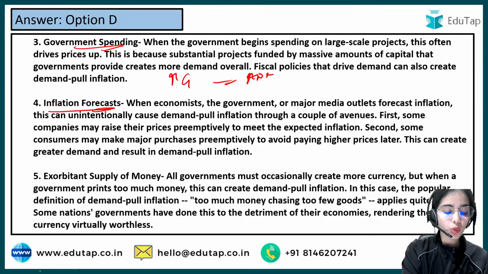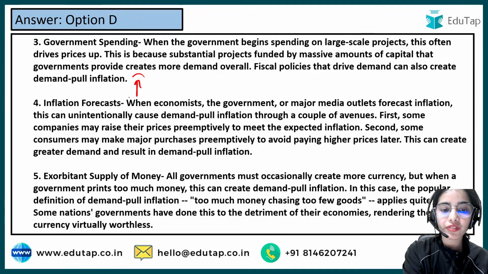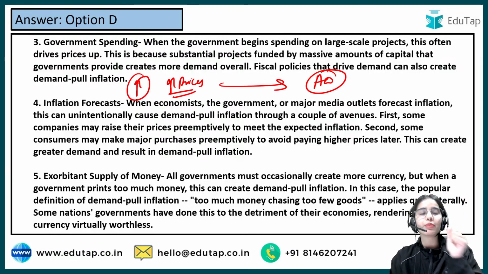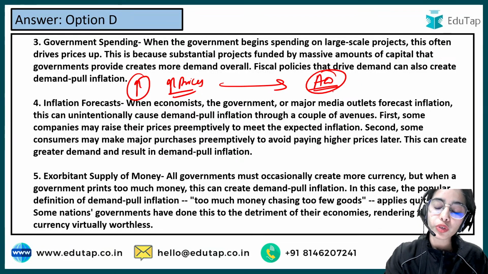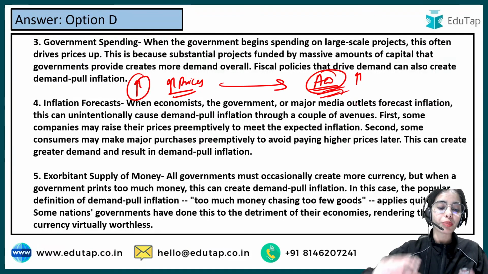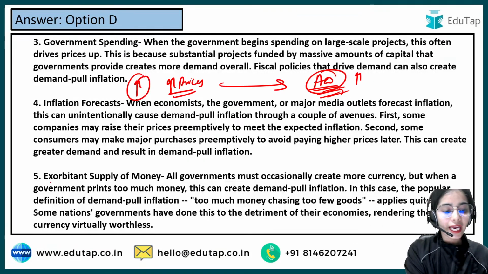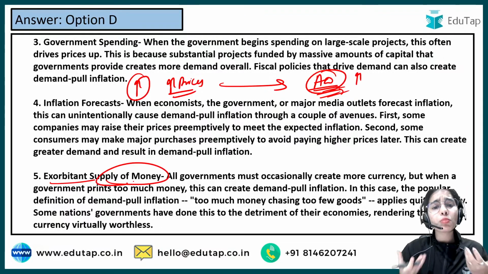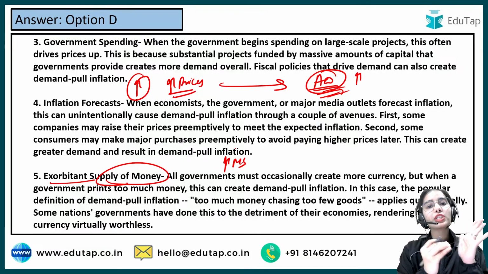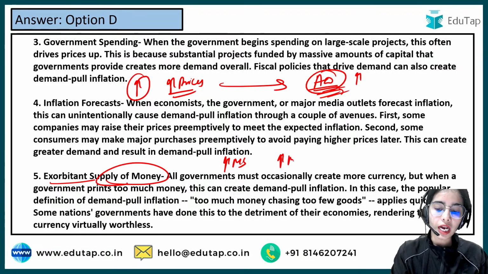If the inflation forecast says that in the future the inflation will be very high and the prices will be very high, you would start demanding more. You are thinking that after 2 months you will buy a mobile phone or a laptop, but you know after 2 months the prices are going to double, so you will demand the mobile phone and the laptop right now. So the aggregate demand will increase right now because of the inflation forecast. Exorbitant supply of money: if there is too much supply of money in the economy, there is too much money in the hands of the people, so they will start demanding more.